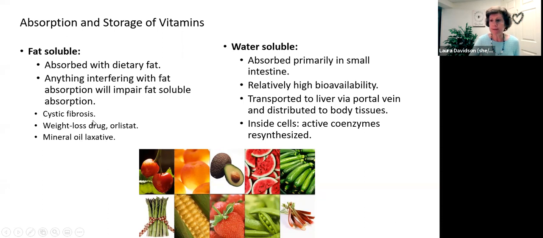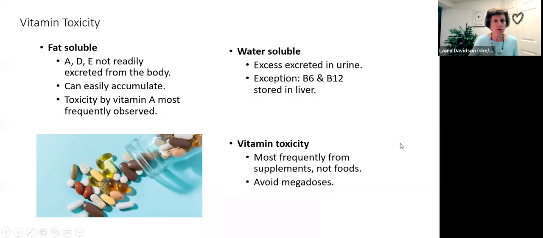So we see here that anything that interferes with fat absorption will also impair fat-soluble vitamin absorption. Cystic fibrosis is a disease that does just that. The weight loss drug Orlistat is a medication that blocks some fat absorption, so that would also lead to malabsorption of fat-soluble vitamins, as does mineral oil. The water soluble are primarily absorbed in the small intestine. They have a pretty high bioavailability. They go to the liver, and then they're distributed around to our body tissues.